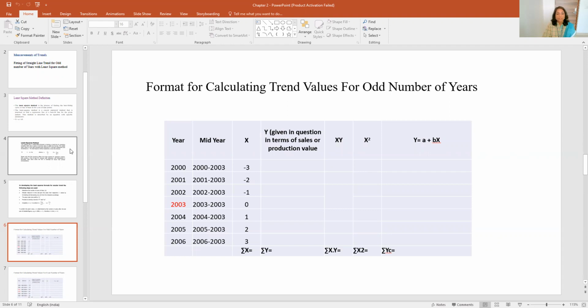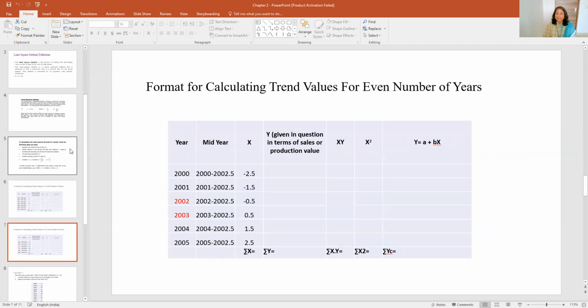Whenever the data is given for 5 years, 7 years, 9 years, or 11 years, use this format. Now, if they have given an even number of years, like 4 years, 6 years, 8 years, 10 years, the other things will be as they are, as we have done for the odd number of years. Only the x value will be different. In terms of even number of years, the mid value will be between 2 years.